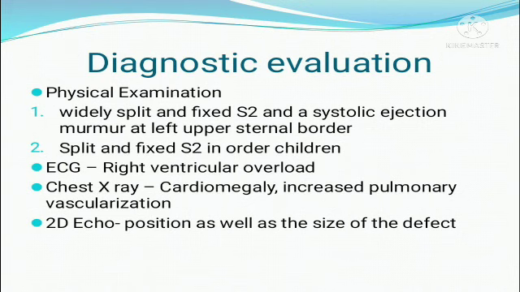Okay, next is the ECG. ECG shows right ventricular hypertrophy, right ventricular volume overload. And next is the chest X-ray. Chest X-ray shows cardiac enlargement, especially of the right side of the heart. Okay, and even cardiomegaly and increased pulmonary vascular markings can also be seen. So there is marking for the increased pulmonary vascularization.